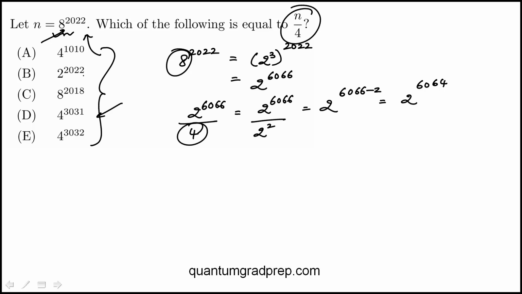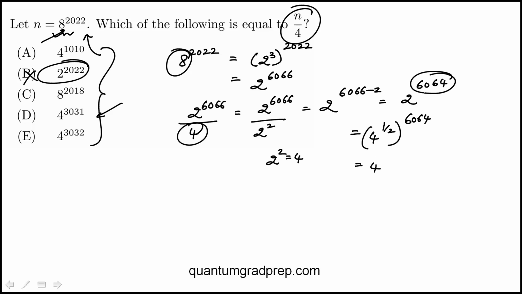And this is 2 to the power of 6064. Now you'll see that is not in the answer choice. You have this one, which isn't equal to that. So we have to either convert it to power of 4 or 8. We'll start with 4. So this is going to be 4 to the power of half, because 2 squared is 4. Or in other words, this would be 4 to the power of half of that, because you're going to multiply these two. So half of that would be 2 times 3, 6, 3. So 4 to the power of 3032, which is answer choice E.